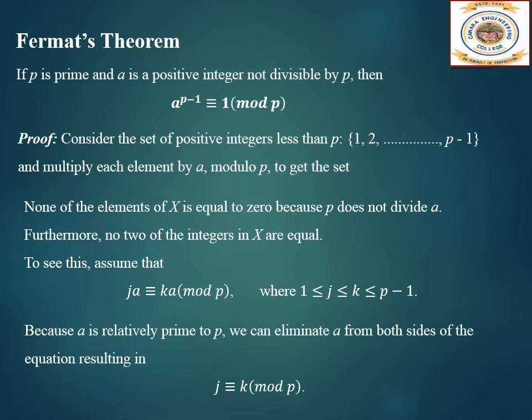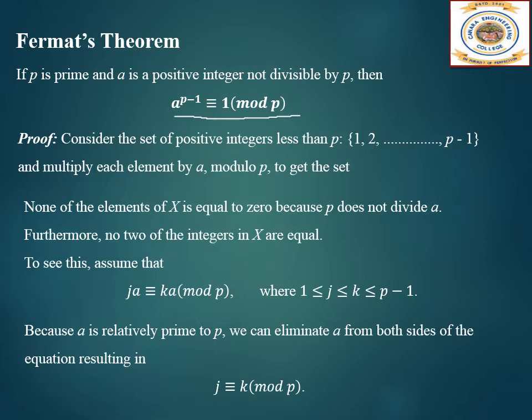Now let us learn about Fermat's theorem. Fermat's theorem states that if p is a prime and a is a positive integer not divisible by p, then a^(p-1) is congruent to 1 mod p. Now let us see the proof of this theorem.